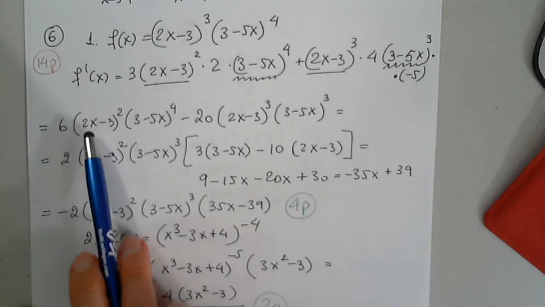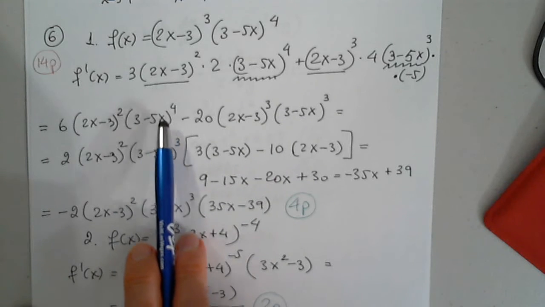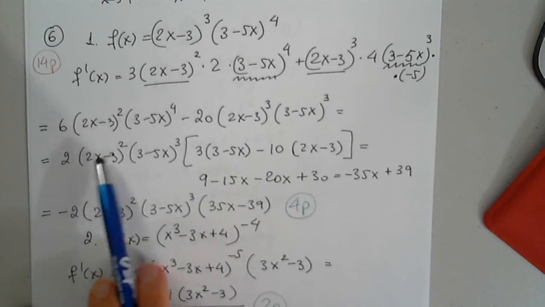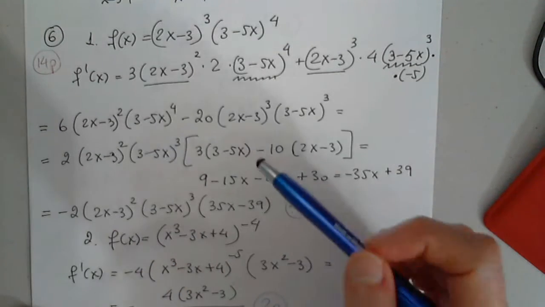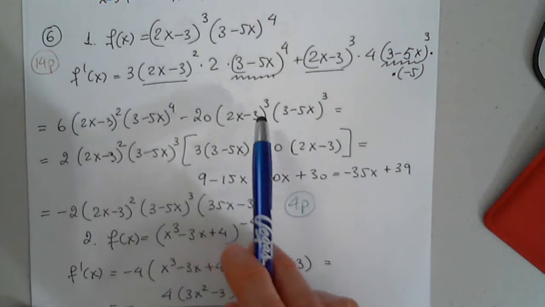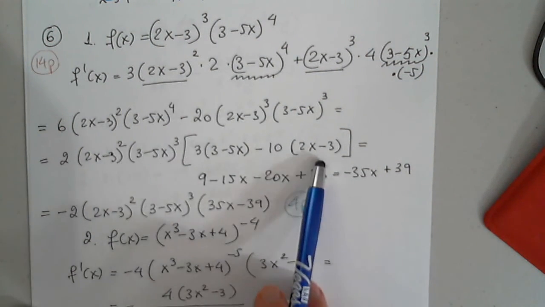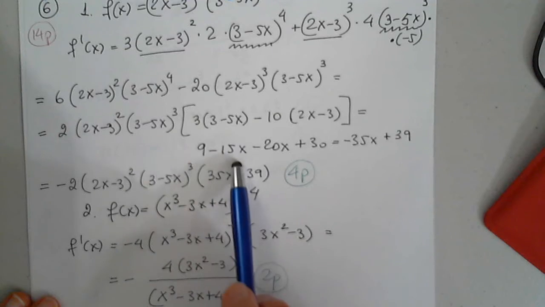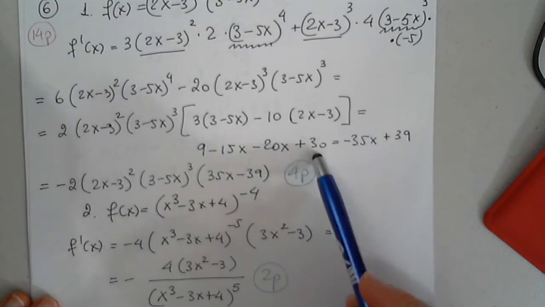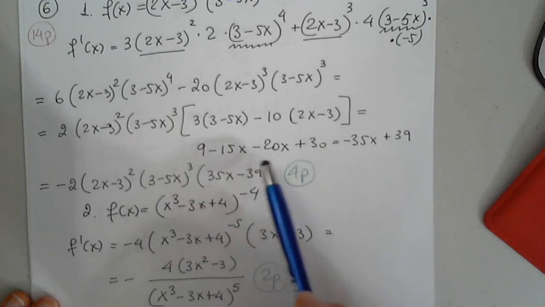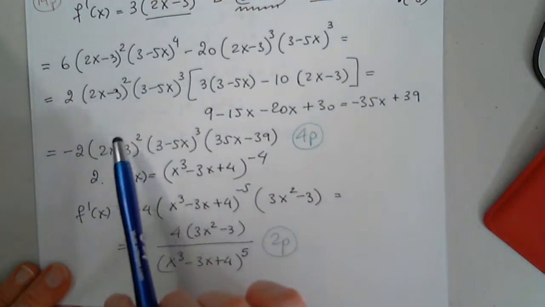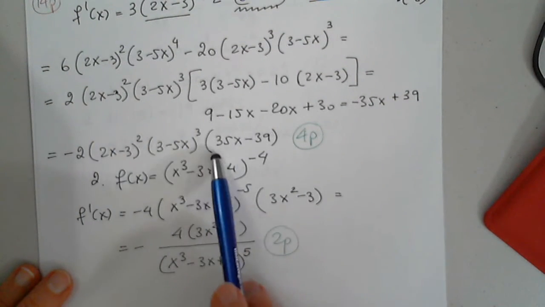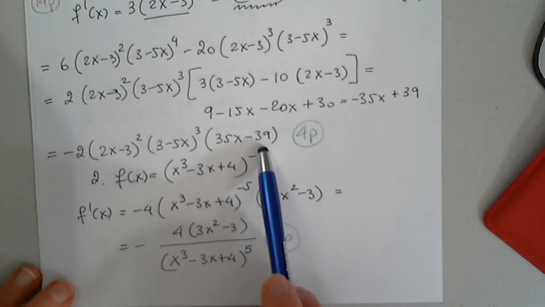A 3 in front, (2x minus 3) squared is out, (3 minus 5x) to the fourth, I have 3 out, so 1 is left inside, minus 10, because I have a 2 in front, and that's negative 20, so minus 10. This is completely out, and then from (2x minus 3) cubed I have 2 out, so I have 1 left inside. I will distribute to simplify this, so this is 9 minus 15x minus 20x plus 30, and when I combine these I get negative 35x plus 39. So I have negative 2 because I will factor out negative 1. I will copy this factor, I will copy this factor, and my 35x minus 39.